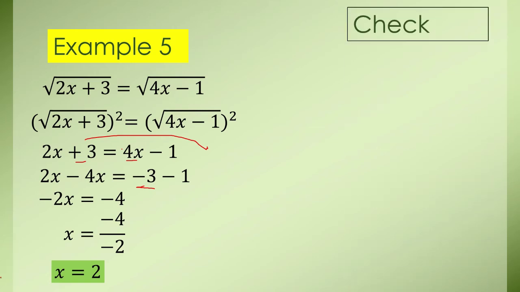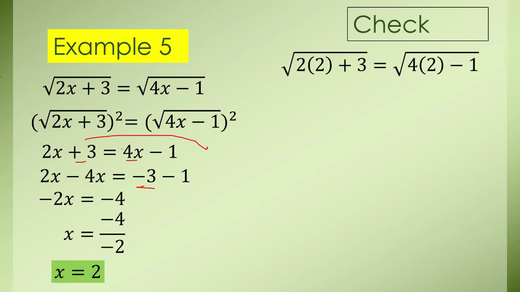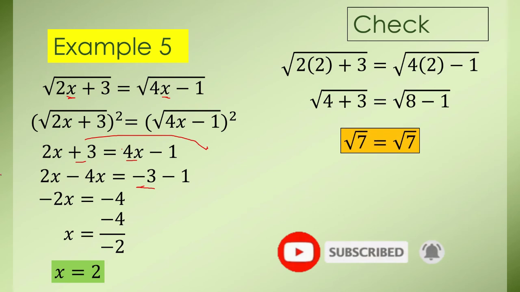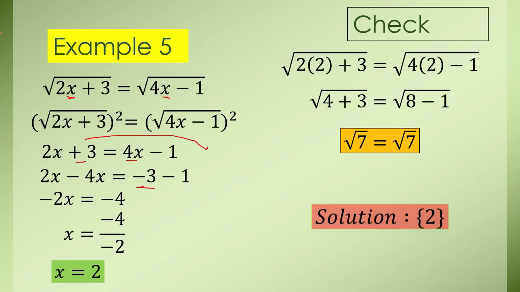I'm going to check. Always you need to check. Substitute 2, you change the x by 2. 2 times 2 plus 3, 4 times 2 here. You substitute the x by 2 in both places. 2 times 2 is 4, plus 3 is 7. 4 times 2 is 8 minus 1 is 7. And the square root of 7 is equal to the square root of 7. The possible solution 2 satisfies the equation. Finally, the solution is 2.